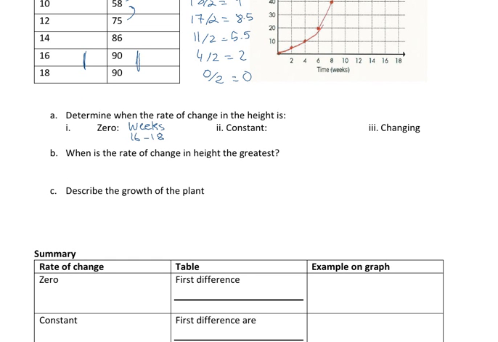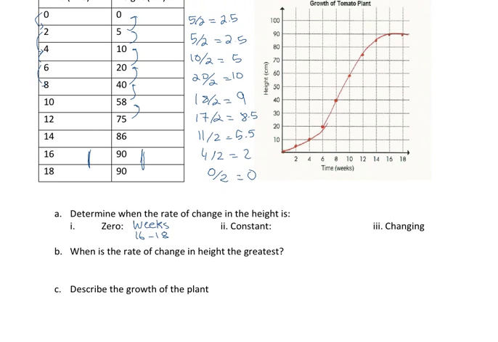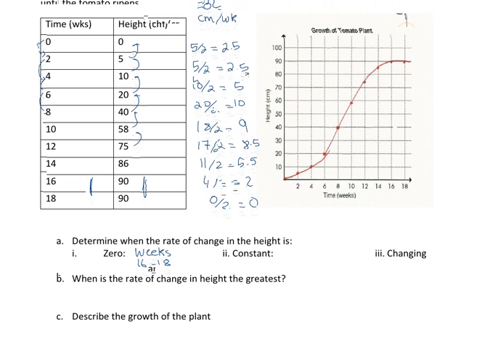When is your change constant? So it's changing, but constantly changing. It's 0 to 4. Right? Because between 0 and 4 weeks, I have the same rate of change, which is 2.5 centimeters per week. Okay? So that would be, for my constant, between week 0 and 4.